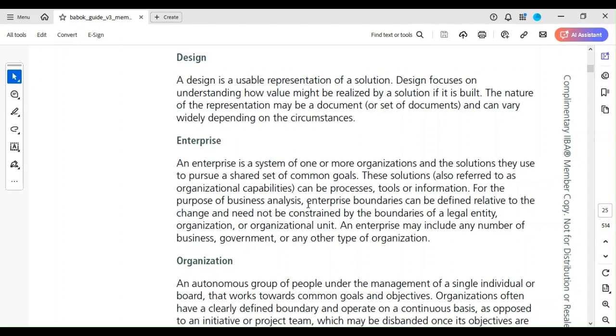The person has modeled, has carved out what you requested in such a way that it meets your need, for you to be able to read it and look at it and sign off and say, okay, I think this is what I need, or this represents what I have in mind. So design focuses on understanding how value might be realized by a solution if it is built. Then, seeing it, you are now trying to understand how this will bring value to you. The nature of the representation may be a document or set of documents, and can vary widely depending on the circumstances.